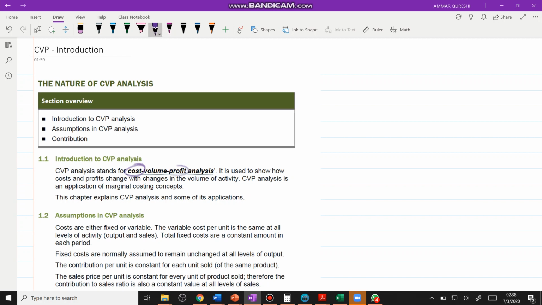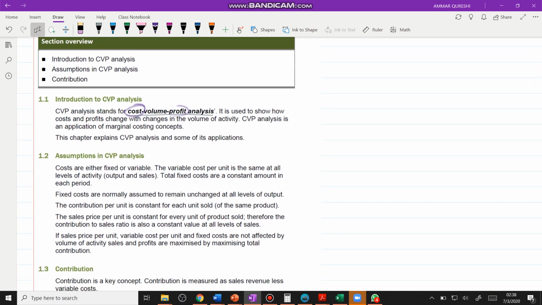Now, what do I mean by this? The concept is simple. We are trying to identify that if sales volume increases or decreases, then what will be its direct impact on profit, whether profit will increase or whether profit will decrease. So this is basically what we are going to deal with in CVP analysis.